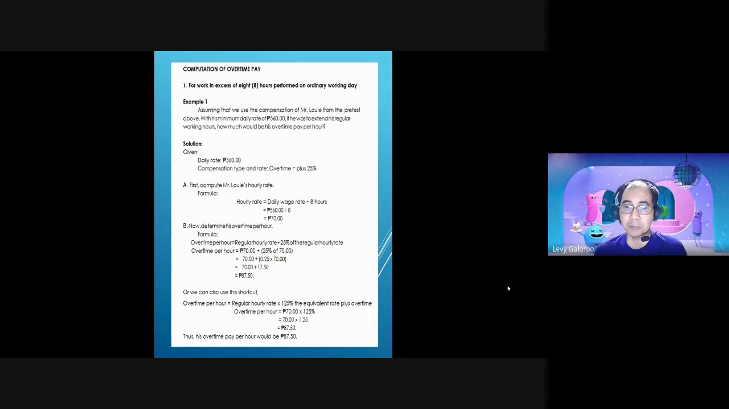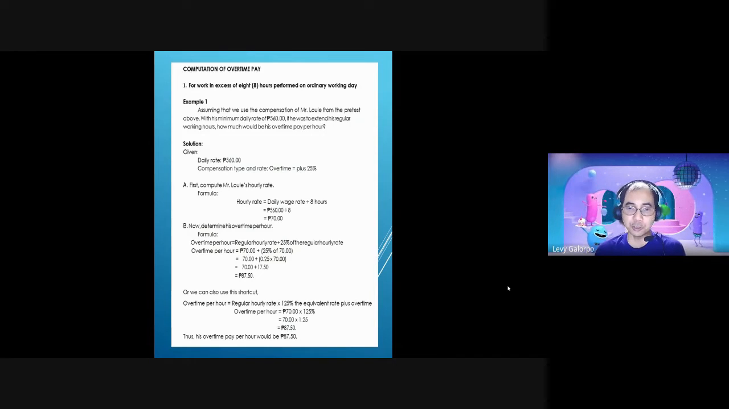Now, i-apply na natin si 25%. So, 70 pesos plus yung 25% ng 70 pesos ay 17.50. So, add mo lang 70 pesos plus 17.50 is equals to 87.50. So, yan na yung kanyang overtime pay for that 1 hour.